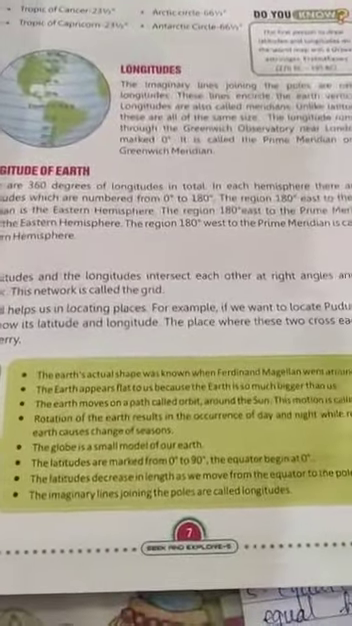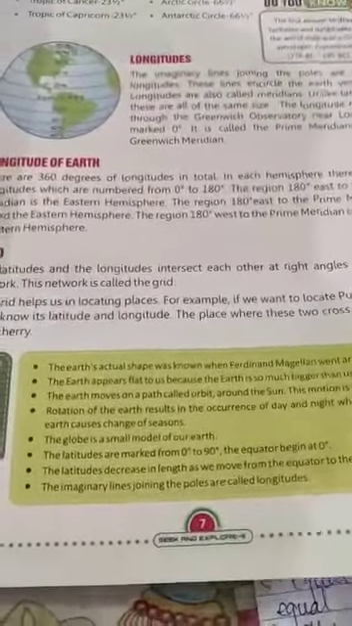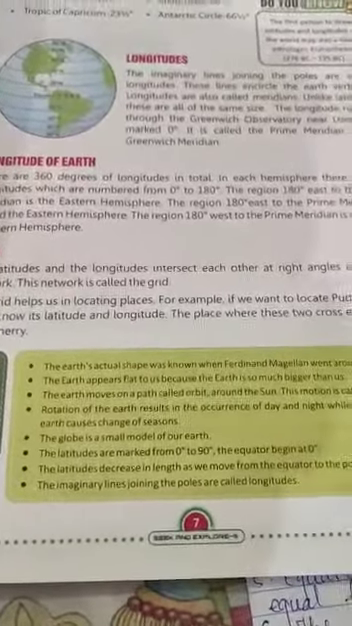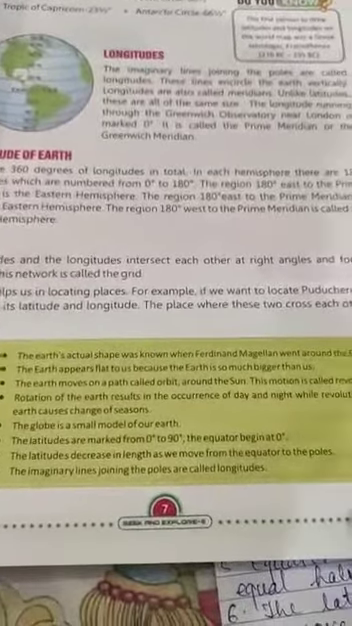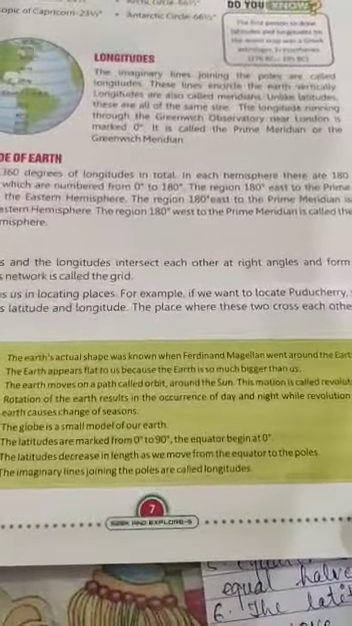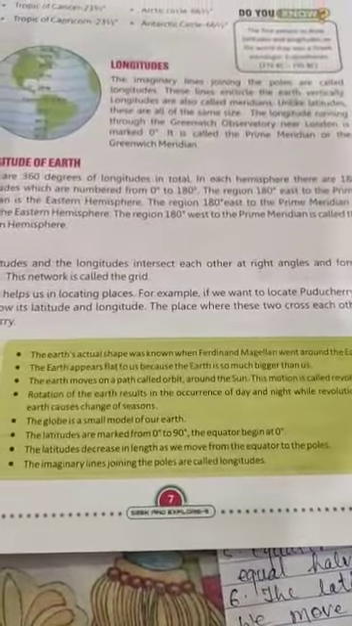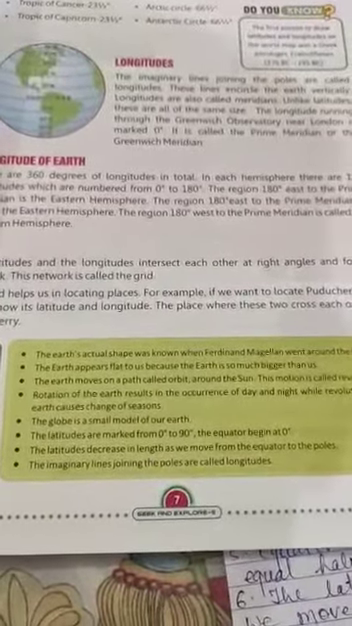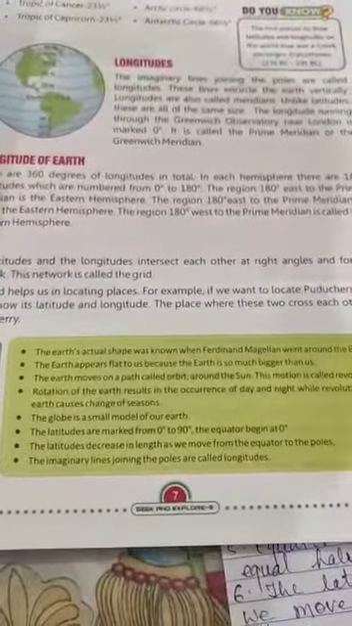Now, before I go ahead and directly jump to the question answers, MCQs, right and wrong statements, I need to summarize this chapter by discussing all the important points. The first point says the Earth's actual shape was known when Ferdinand Magellan went around the Earth. This is the first important point. Now the second point is the Earth appears flat to us because Earth is much bigger than us.